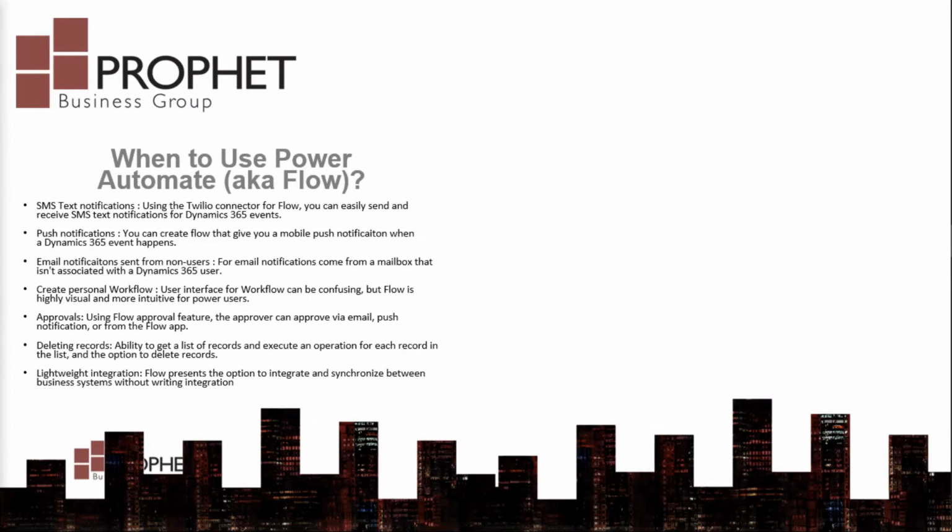When to use Power Automate. If you need an SMS text notification, using the Twilio connector for Flow, you can easily send and receive an SMS text notification for Dynamics 365 events. If you need push notifications, you can create flows that give you a mobile push notification when a Dynamics 365 event happens. If you need email notifications sent from non-users, you can have them come from an email box that isn't associated with a Dynamics 365 user.